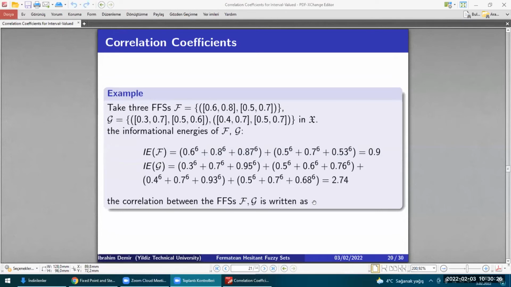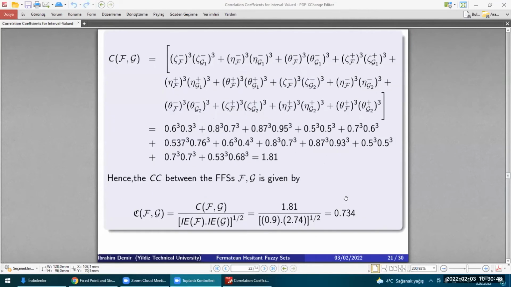Example: if F and G have these values, the informational energy of F is 1.9 and the information energy of G is 2.74. Then the correlation is calculated like this, 1.81. Then the correlation coefficient is 0.734.